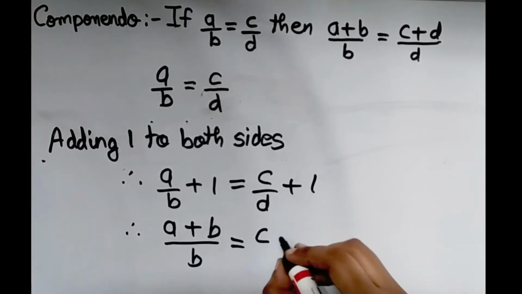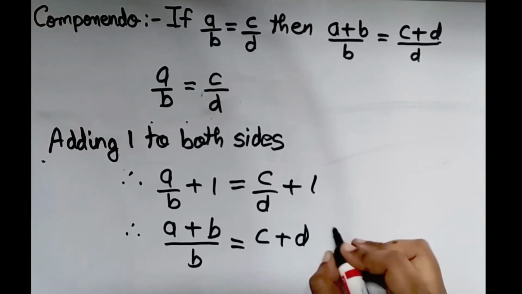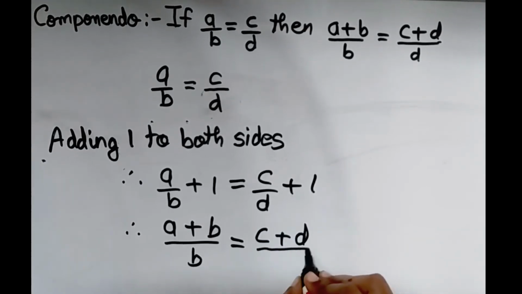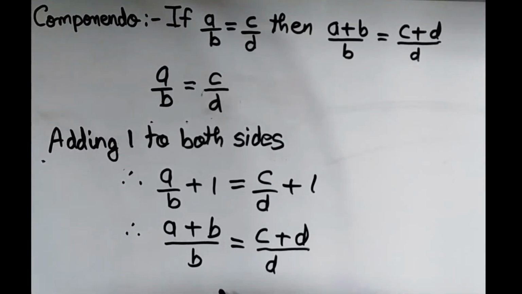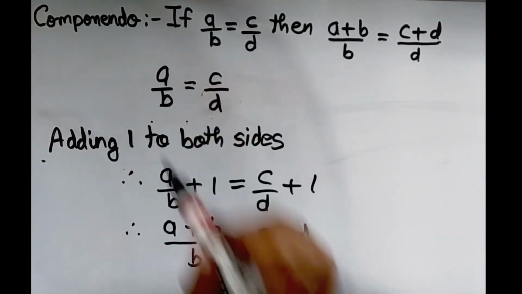1 into D will be D. So plus D, the whole upon D. Okay. Now see, we got the answer. This only we have to prove, right? So this is the final answer. So this is how you will prove the componendo property.